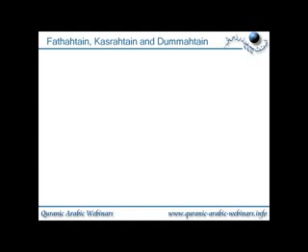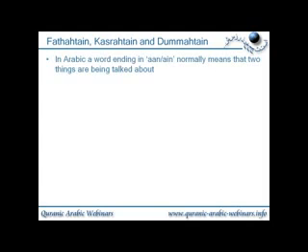Terminologies then: fathatain, kasratain and dhammatain. In Arabic, a word ending in an or ain normally means that two things are being talked about. This is just a bit of background, again, this is really grammar. In Arabic grammar they have a concept of singular, dual and plural. So you can be talking about one thing, two things, or more than two things.